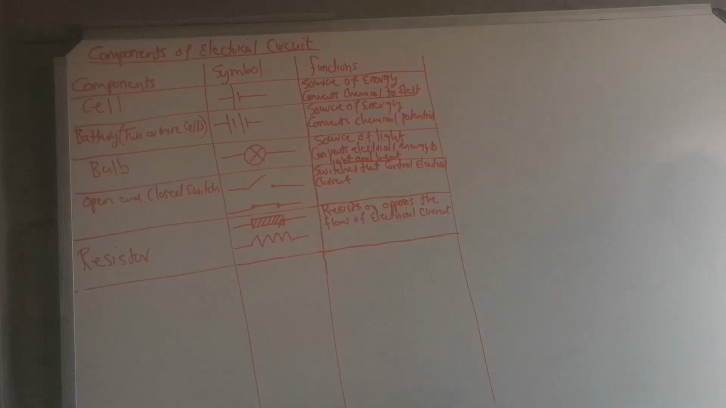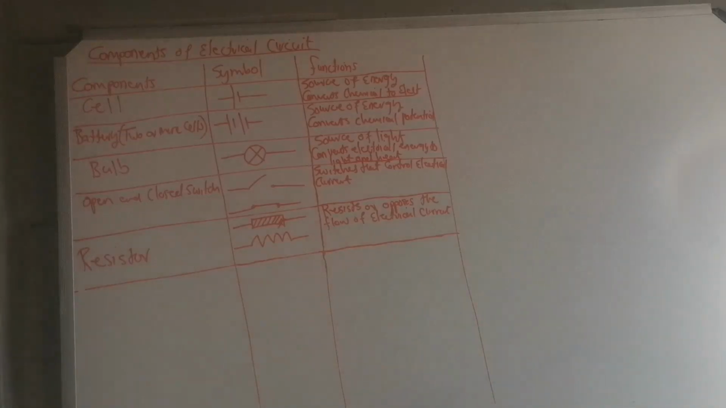A geyser, a stove, the way a lighter is a heater. So they convert that electrical energy to heat energy. It's a resistor in that way. It is important that we understand that. They convert electrical energy to heat energy.